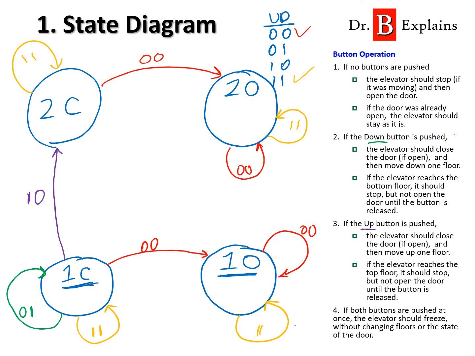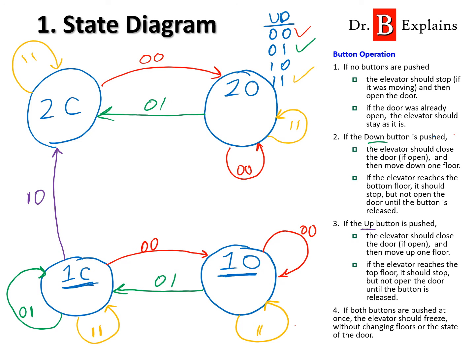Now, what about which one I got? The green one, 0, 1. So let's do 0, 1. That means the down button is pushed. So it says the elevator should close. So if I'm in the open, it's gonna close it. So that's our 0, 1. Elevator should close if the door is open. So whenever the door is open, I close it. Okay, so that's our 0, 1.